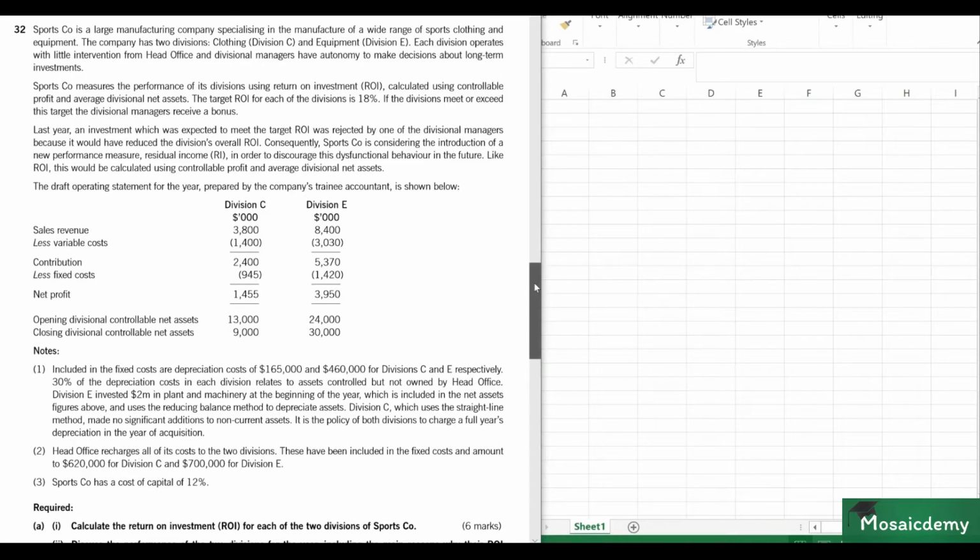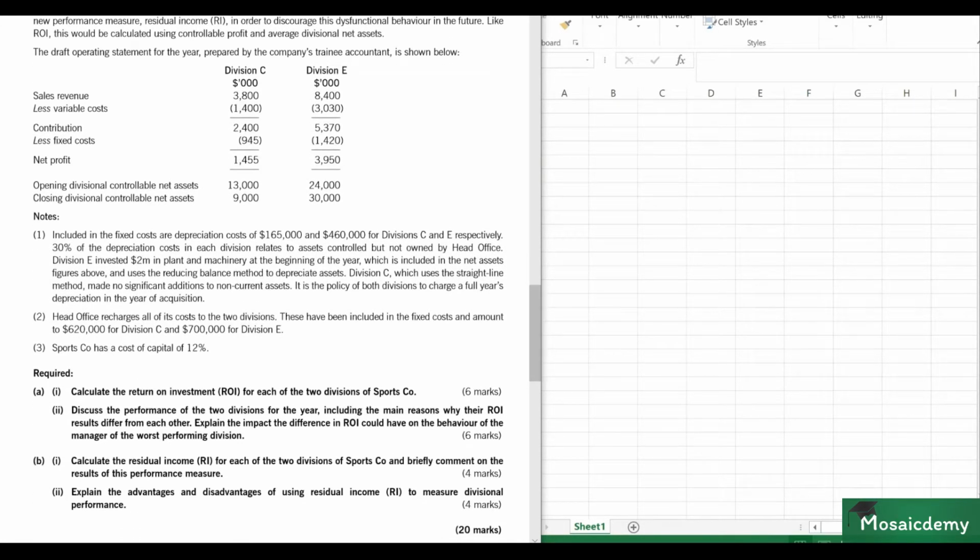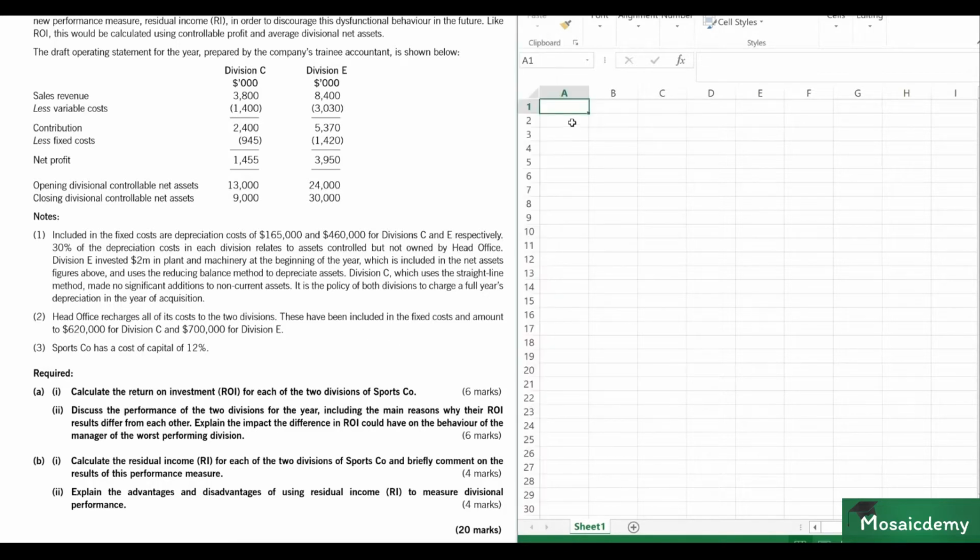Now, as always, we're going to start by reading the requirement. So first part A, which has two parts. Part 1, calculate the return on investment for each of the two divisions of Sportsco for 6 marks, and then we have to discuss their performance based on that, right? So let's start by labeling our question. Question number 32. This is part A, and this is the first part of part A. Okay, so we have our labels. We'll make them bold to separate them and distinguish them from the rest of the answer and put them in a separate column. So 6 marks just for the calculation of the ROI.